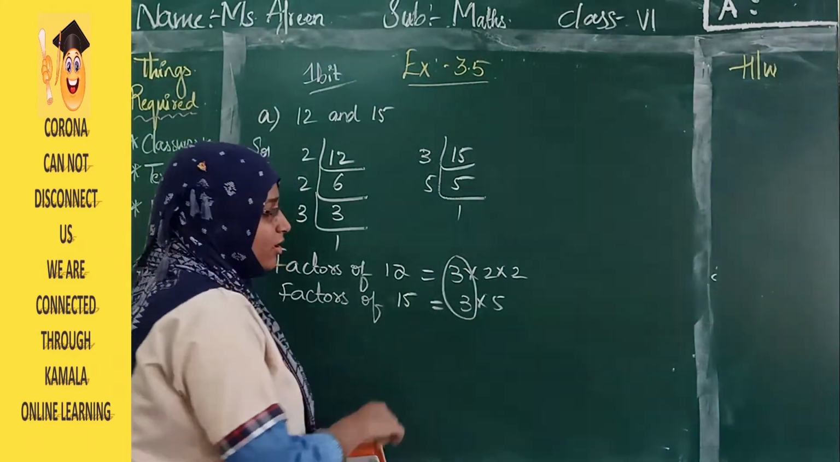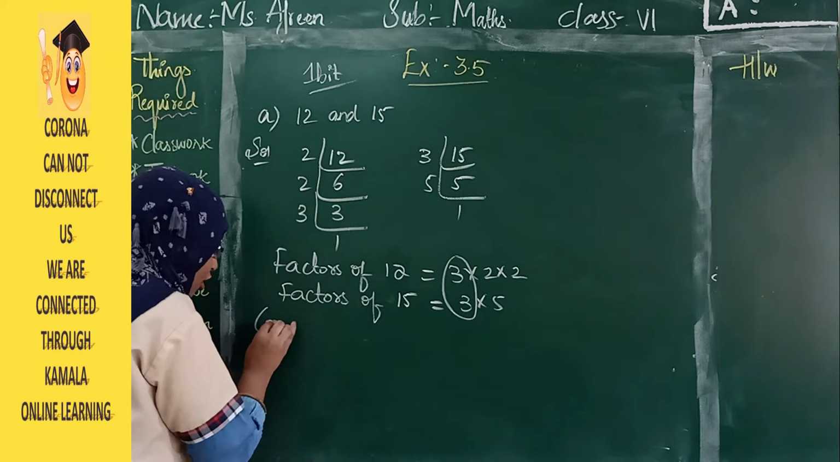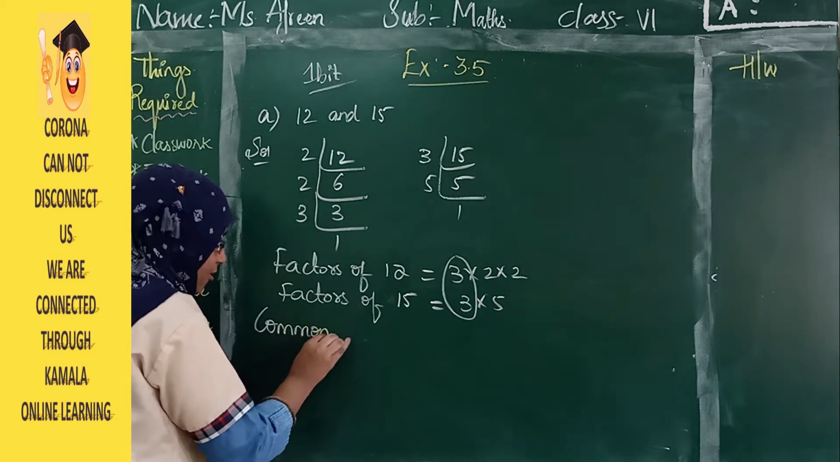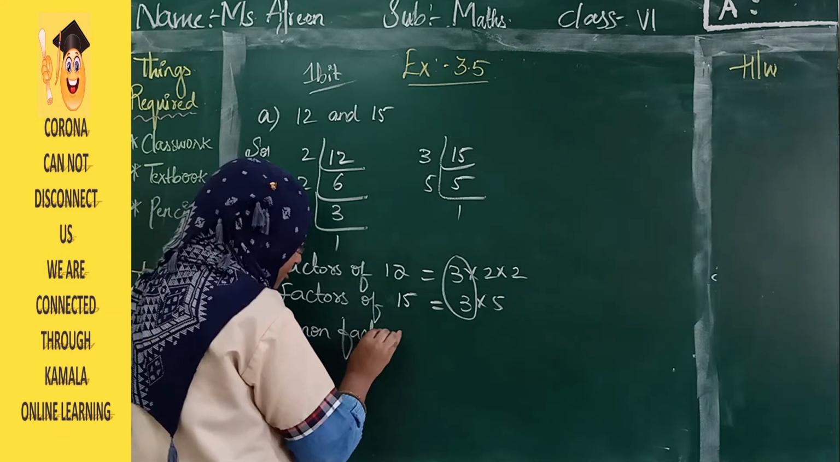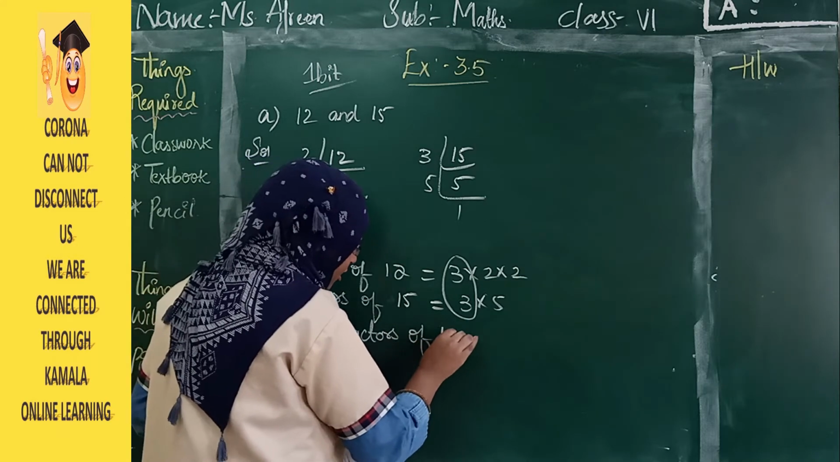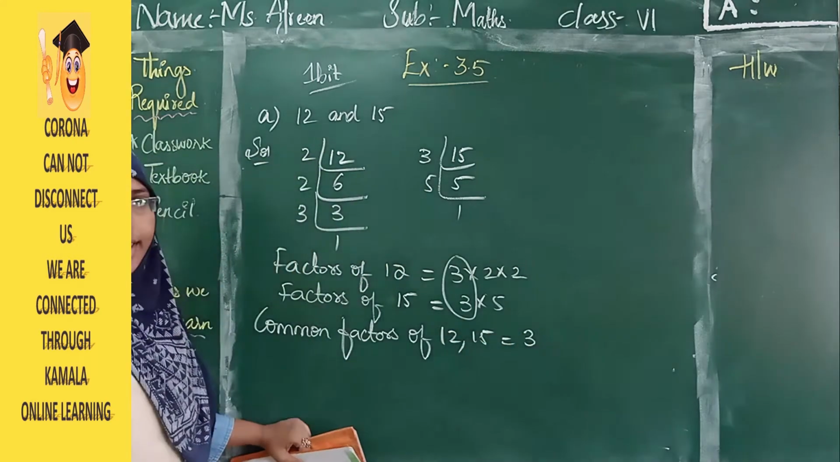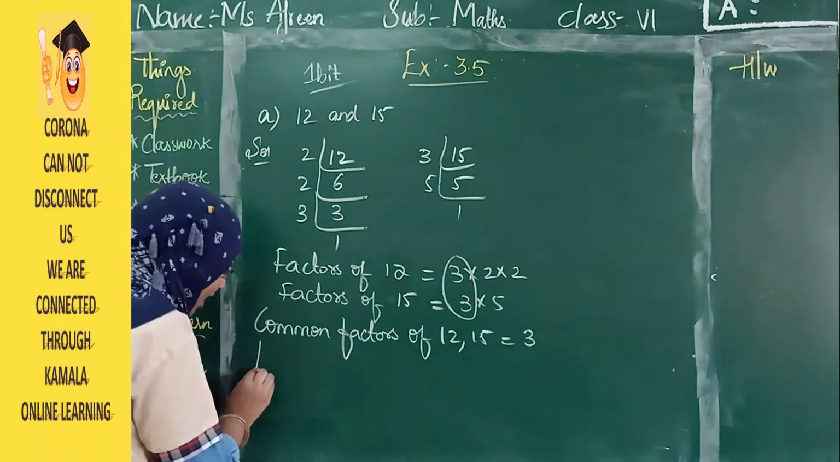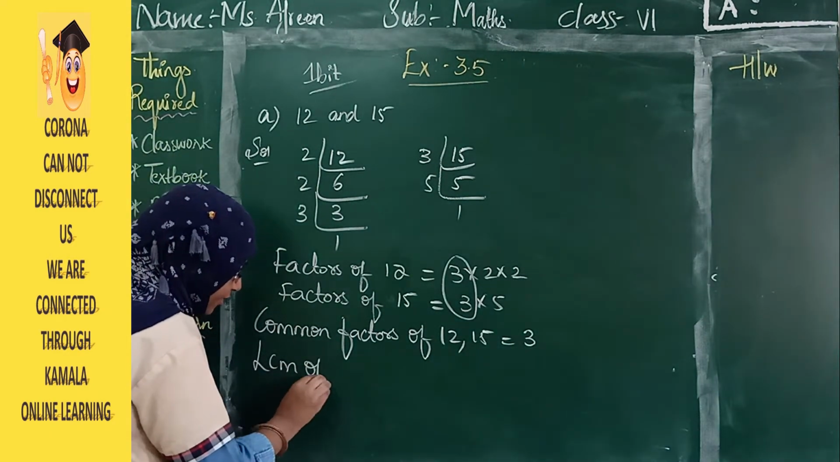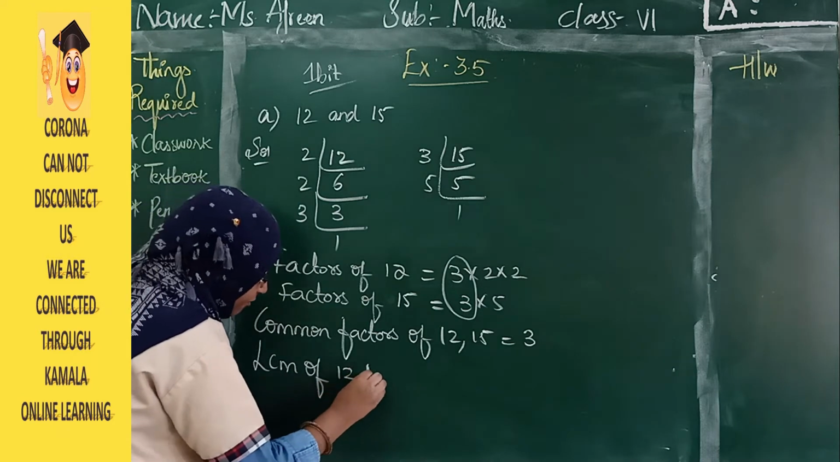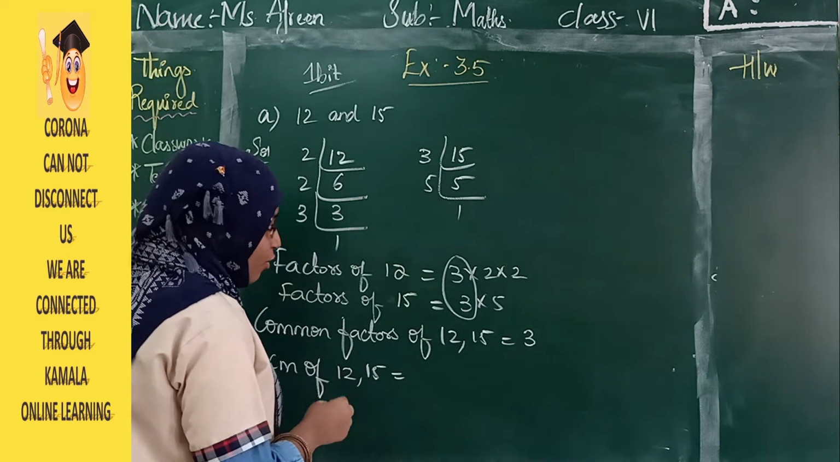So what is the common here? Common is only 3. Common factors of 12 comma 15 is equal to how much? 3. That is only 1. Now we have to find the LCM of 12 comma 15, what we have to do?